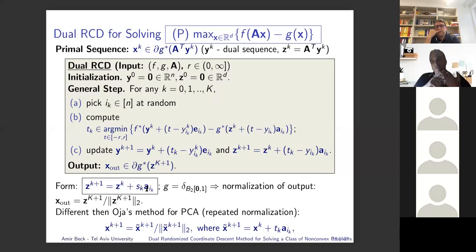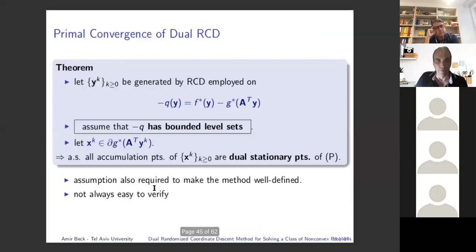Of course, the second difference is the way we choose SK. The SK is some kind of a minimizer of a one-dimensional problem. So even though you can have very different choices of F and G, the method always looks like Z_{k+1} = Z_k + S_k A_{i_k}. The only difference is the way you choose the step size, which is kind of strange. In most methods that you can think of, the step size maybe changes the rate of convergence or something else, but here it really changes the kind of problems that you solve. Okay, so this is a dual RCD method.